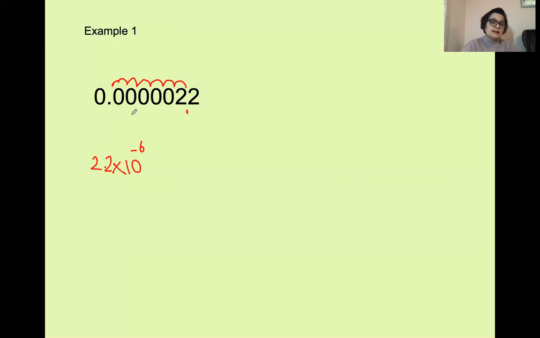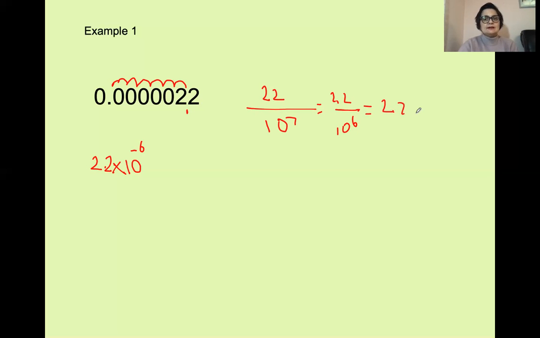If you have to write this as a fraction, for example, this number would be 2.2 divided by 10 to the power of 6. See? So 10 to the power of 6 stands in the denominator, and this will be changed to 2.2 times 10 to the power of minus 6. Okay? To the power of minus 6. This is how you change.